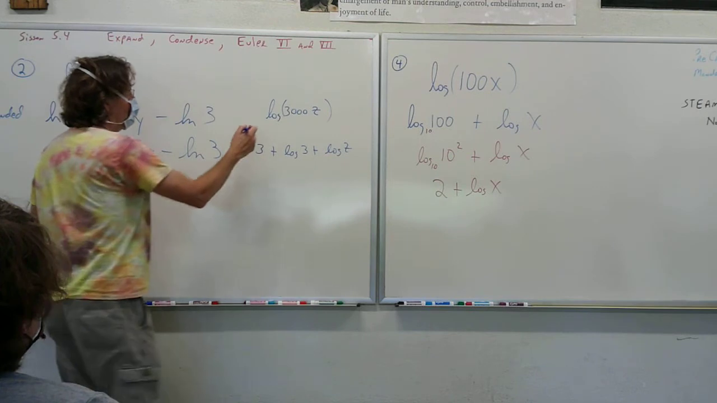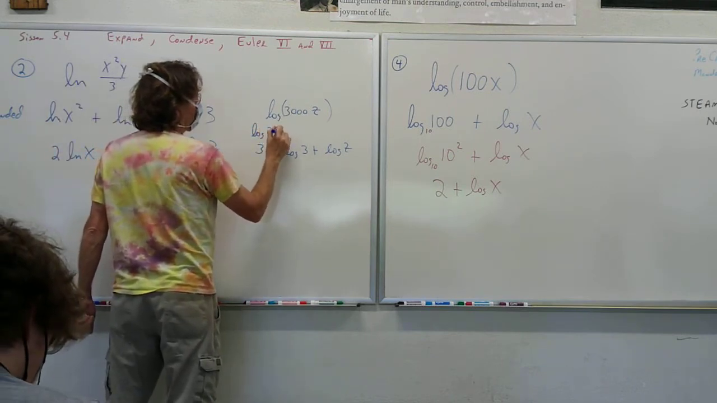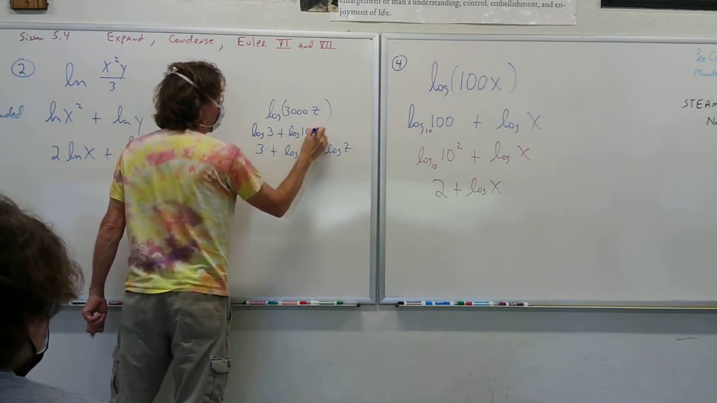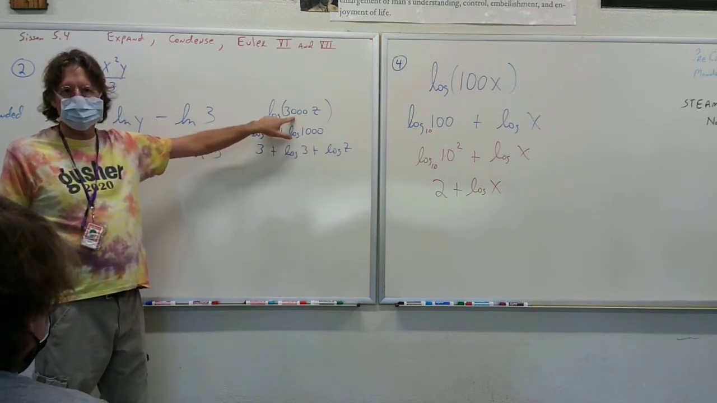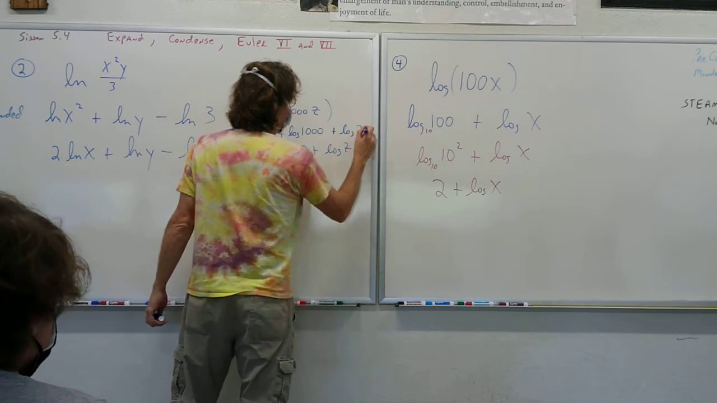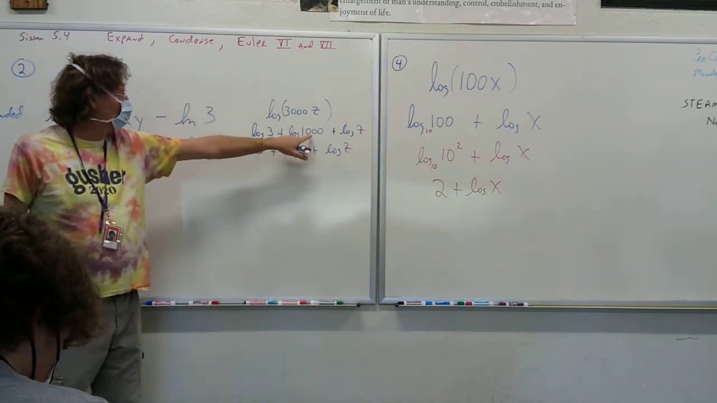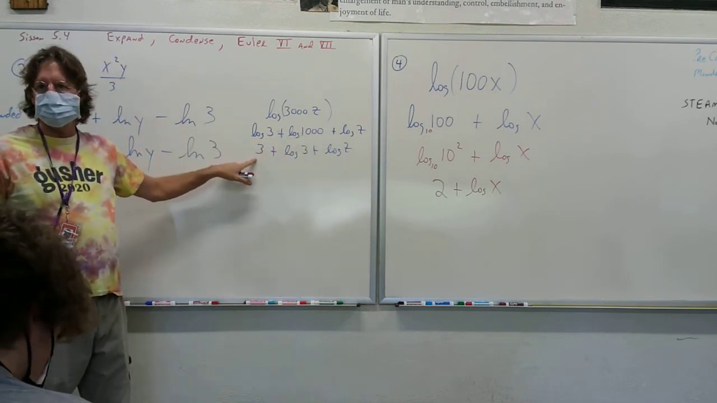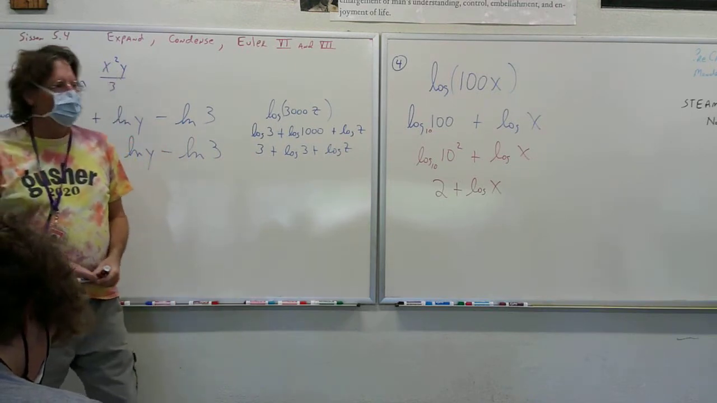Well, here you go. That's log 3 plus log 1000. Is that okay? Because 3 times 1000 will be what? 3000, plus log z. And then log 1000 is 3. I actually put them in the wrong order to make it look pretty, but that equals what? 3. And that's what they're getting at. It's a way to rewrite these.